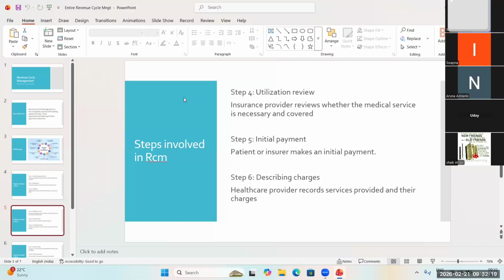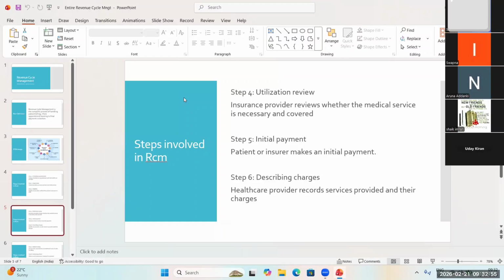And the fourth step is utilization review. Here, the insurance provider reviews whether the medical service is necessary and covered. I mean, in healthcare, if we go to the hospital with only a fever, they don't give any services like an operation or something like that, right? Medical necessity is that thing. Only in emergency cases will they give the treatment. That we call medically necessary in healthcare.